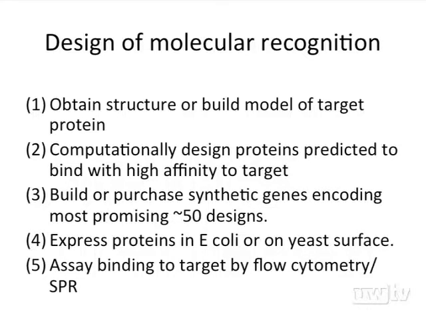So if you want to detect flu, you need the structure of the flu protein. If you want to detect TB, you need something on the surface of TB. If it's some cancer biomarker you're trying to detect, then you need a structure of the cancer biomarker. Either you have to have the structure, or we have to be able to build a reasonable model of the structure. The next step is to design proteins which are predicted to bind with high affinity to the target.